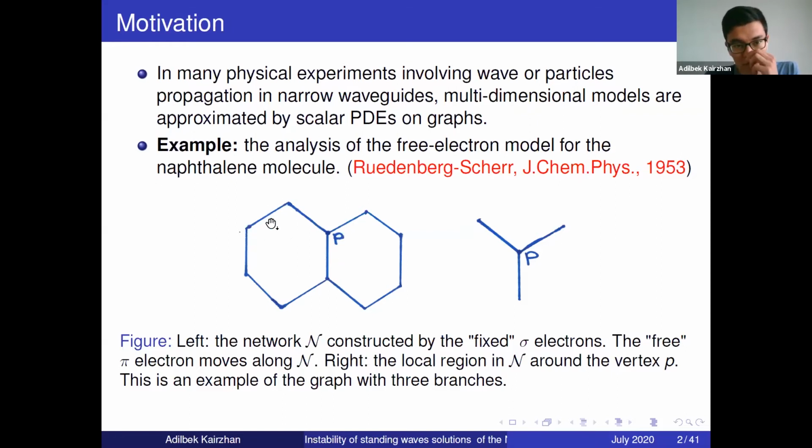Here, for example, at this junction point, they just go continuously through the point. But at the junction points with free edges, there are some complications, and they try to analyze the behavior of the particle at these points. Later on, this type of model appeared in physical experiments when we had wave propagation in waveguides and some multidimensional models. But let's concentrate a bit on this model from the molecule.